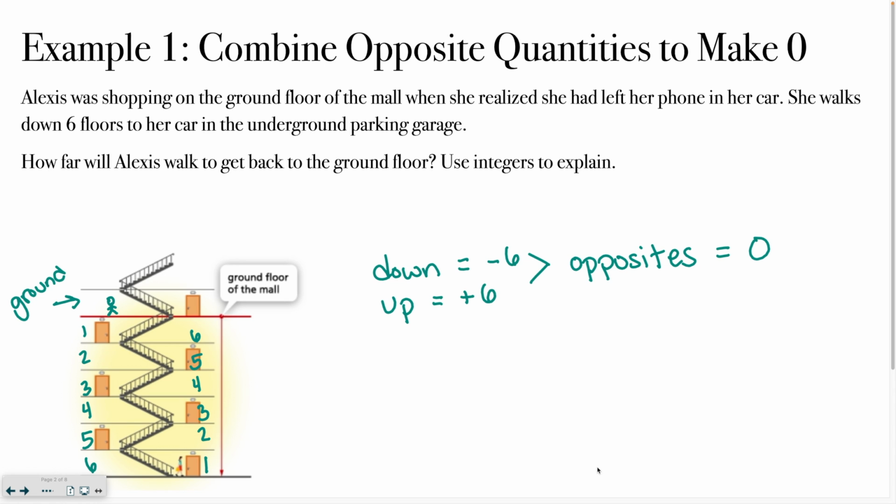Okay, so if you were looking at this example and comparing how high up Alexis is at the start and the end of this problem, there would be a change of 0, right? She started on the ground floor and she ended on the ground floor. So this example shows how opposites put together can equal 0.